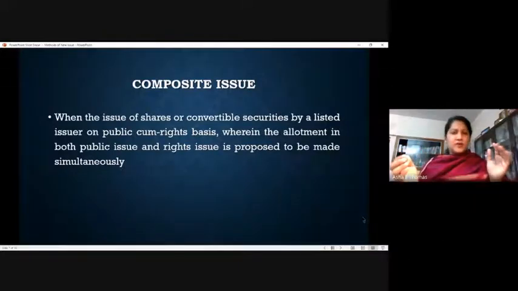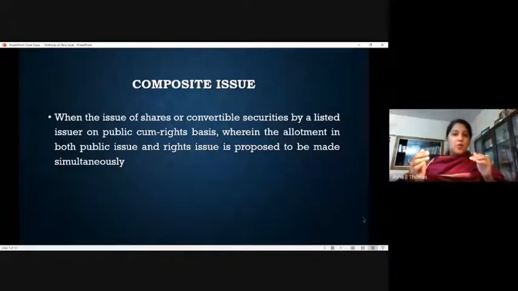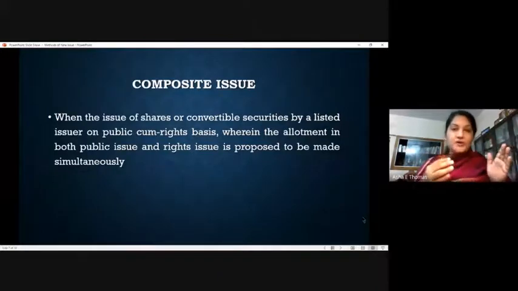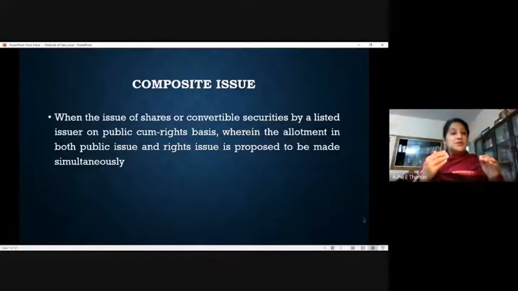If the company is going with right issue alone, then that is just one aspect where the existing shareholders are offered the company shares. But if it is a composite offer, here the existing shareholders are given designated shares. At the same time, a portion is also placed before the public as an offer, inviting their contribution, inviting them to become the shareholders of this company. So that is what we mean by composite issue.